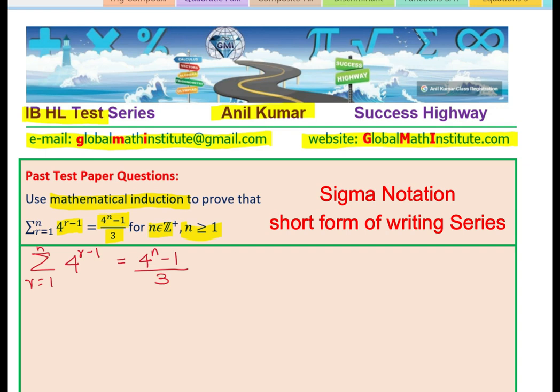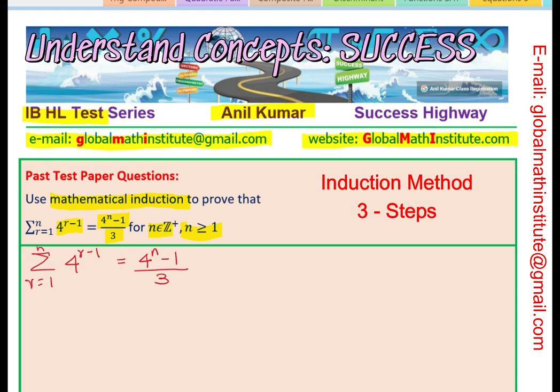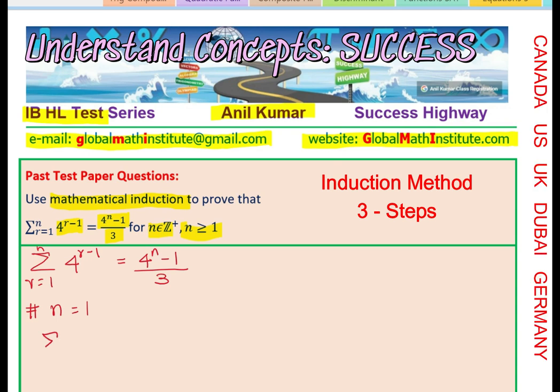And before that, in mathematical induction, we follow three steps. Step one is we have to show that when n equals 1, the identity is true. So let's do that part first. That means we have to add all the numbers when r equals 1 to 1. That means just 4 to the power of 1 minus 1, correct? And this is, as you know, 4 to the power of 0, which is indeed 1. So this is our left hand side, correct?